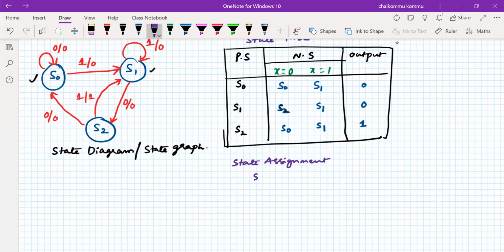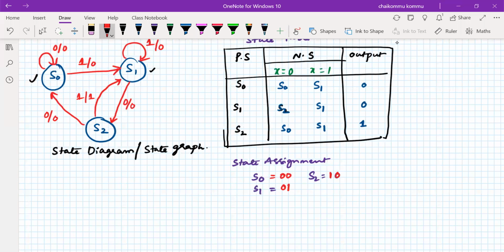The state assignment is for S0. How many bits are required? 2 bits, 0, 0. For S1, 2 bits, that is 0, 1, for example. For S2, 2 bits, 1, 0.